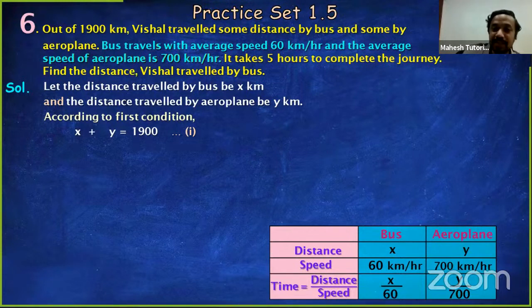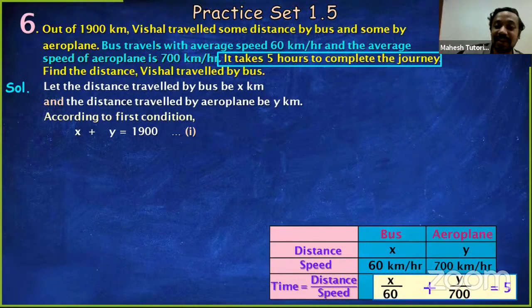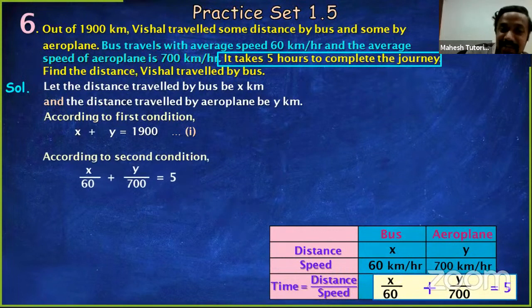But students, if you look at the question very carefully, the question says it takes 5 hours to complete the journey, meaning from start till the end. Meaning the bus time and the aeroplane time. So altogether, the total time to complete the journey is how much? 5 hours. So total means the bus time plus the aeroplane time is 5 hours. So we get the second equation, students. X upon 60 plus Y upon 700 is equal to 5. I hope the formation of the second equation is clear to everyone.